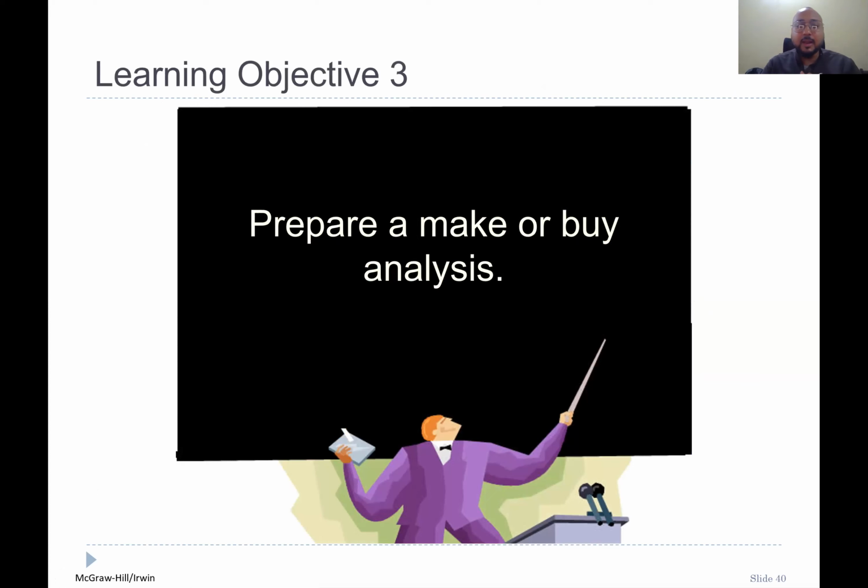Now the relevant decision can also be used in make or buy analysis, right? So all the fundamental rules are the same. We look at the relevant cost. If it gives you more profit to make it, then please make it. And if it's increasing your loss, then buy from the outside.